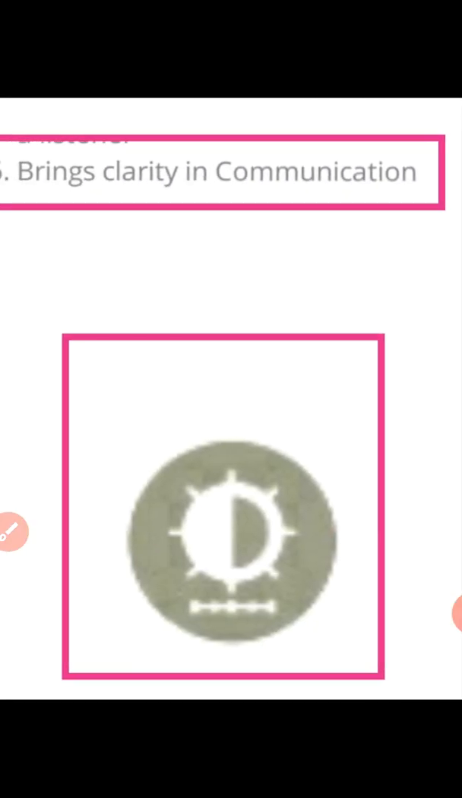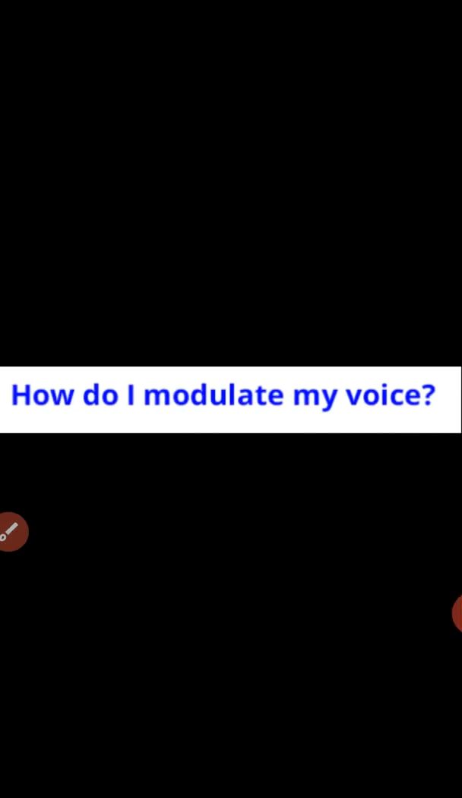Next, it brings clarity in communication. Proper voice modulation makes your communication power strong, and it allows the speaker to draw the attention of a listener. Speech becomes interesting when you are speaking properly with proper modulations. Your speech will be interesting.